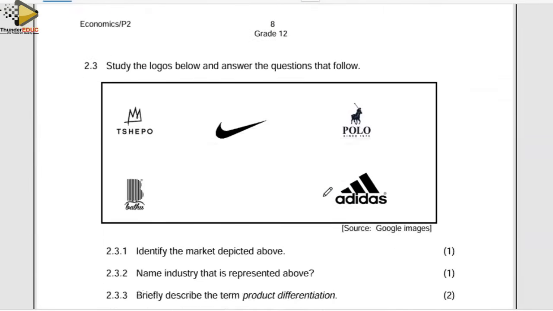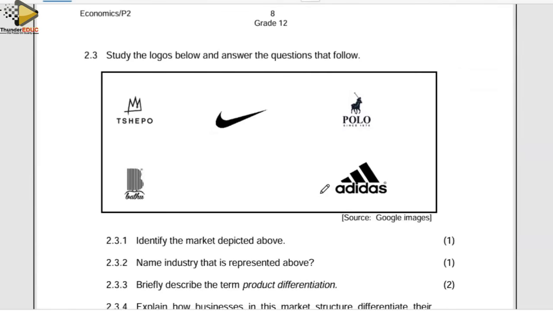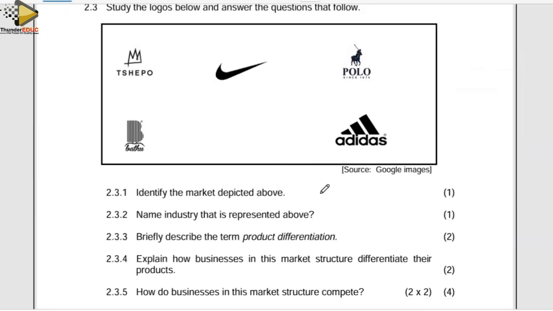Move on to 2.3. Study the logos below and answer the questions that follow. We are seeing those logos that are there. Then the question says, identify the market depicted above. What kind of a market is that? That is basically an imperfect market. Name the industry that is represented above. That is basically a retail industry. They are retailers.